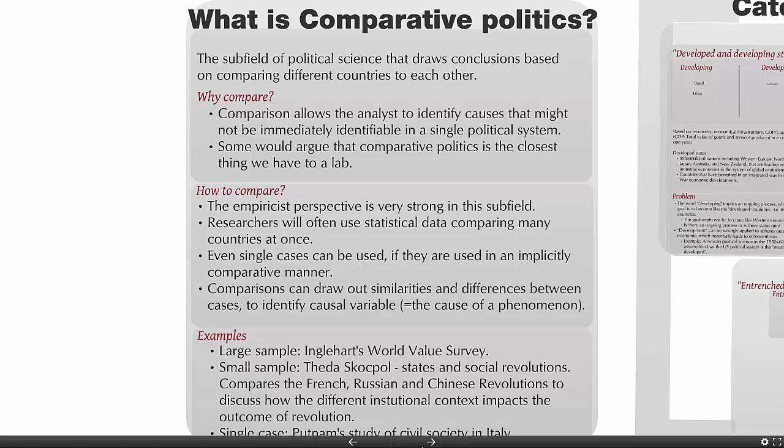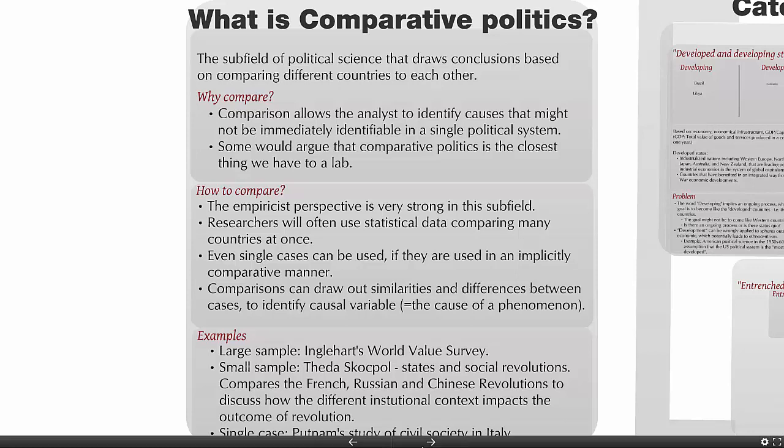It's the subfield of political science that draws conclusions based on comparing different countries to each other. And there are several ways to do this. Now, why do we do this? We do it because we do not have a lab. We are social scientists, we are political scientists, and as such, we have difficulties going out and isolating variables. And comparative politics is our way of trying to do that.